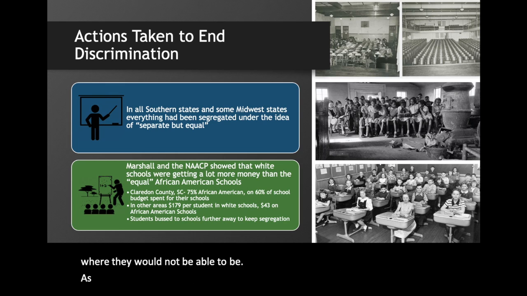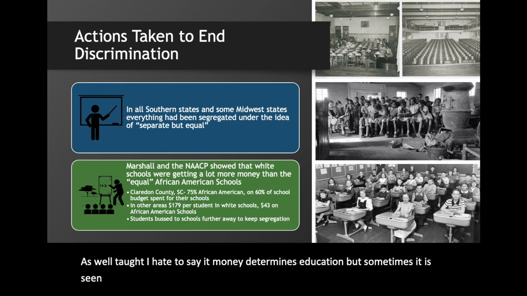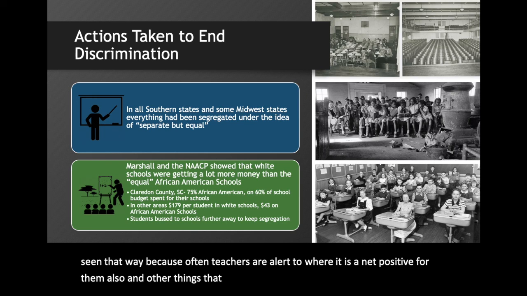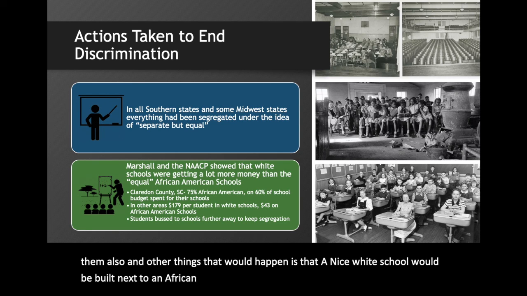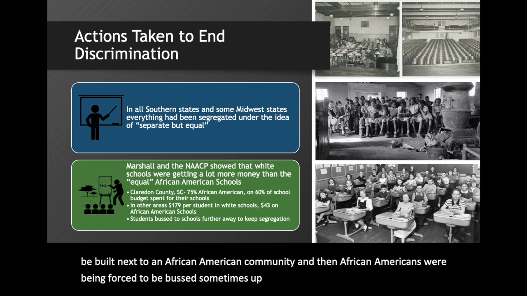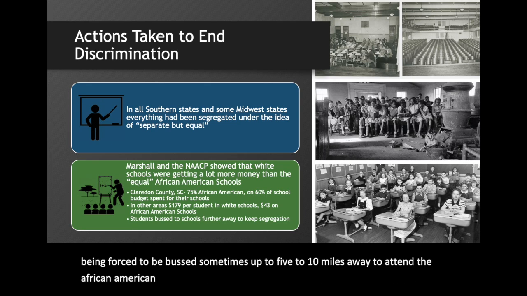I mean, I hate to say it, money determines education, but sometimes it is seen that way because often teachers are allured to where it is a net positive for them also. And other things that would happen is that a nice white school would be built next to an African American community, and then African Americans were being forced to be bused sometimes up to 5 to 10 miles away to attend the African American school. So he's showing that there are numerous reasons why this is not equal.